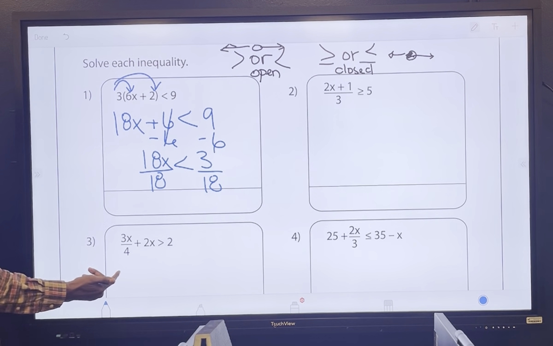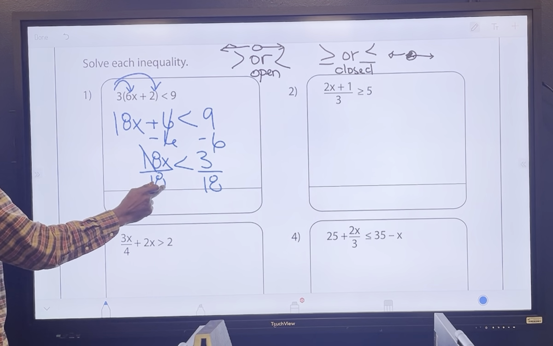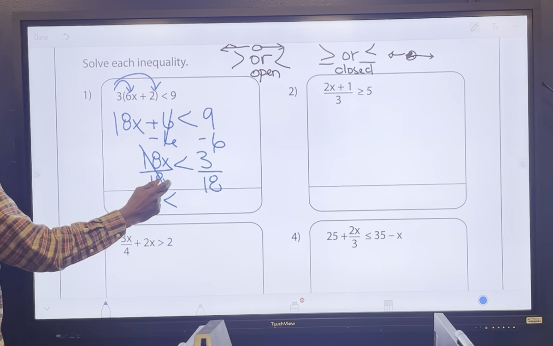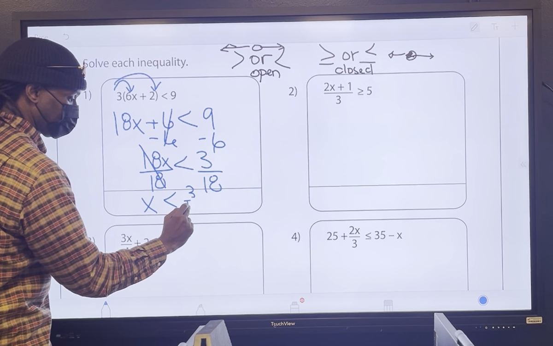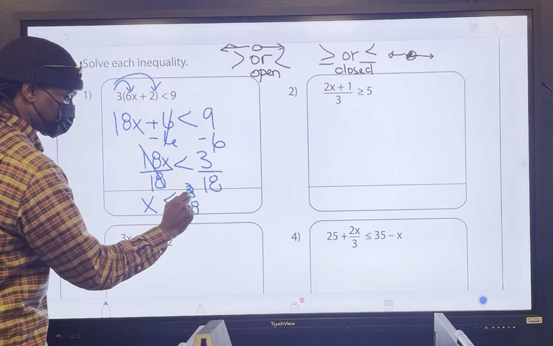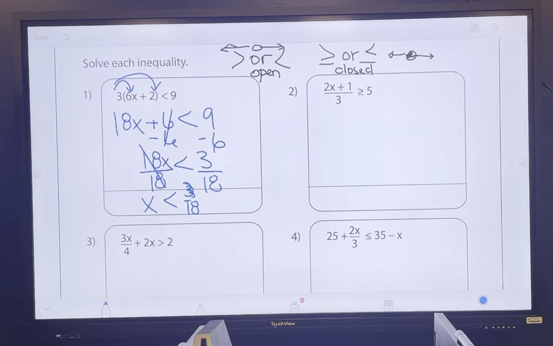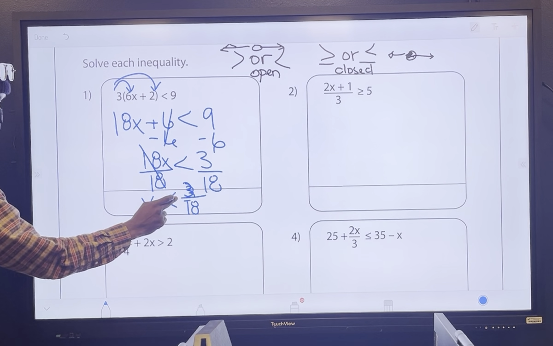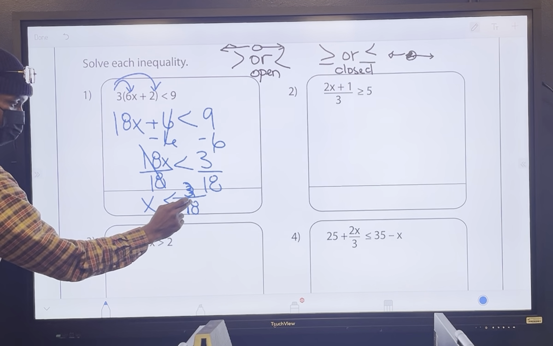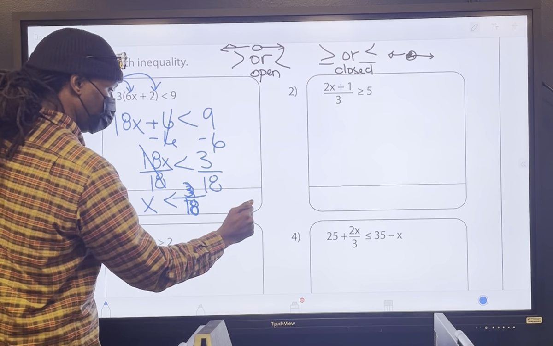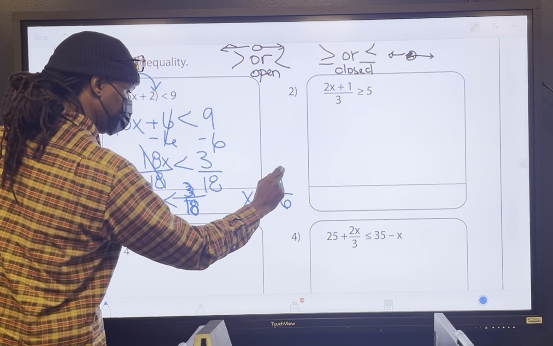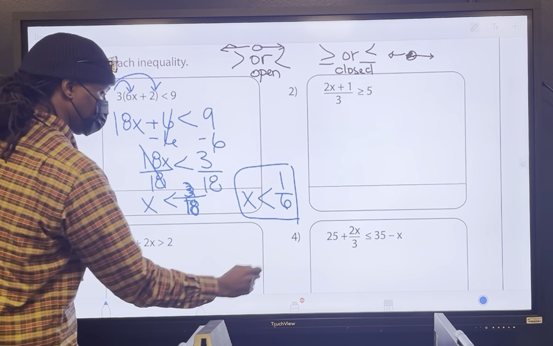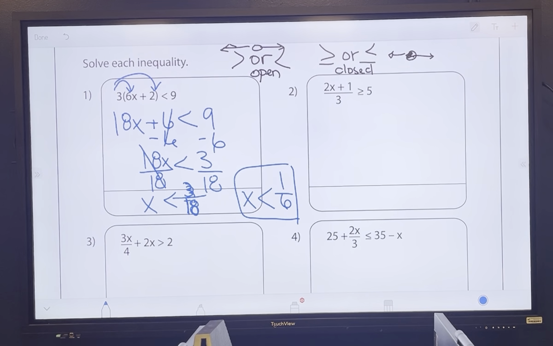So now you see that you're going to be stuck with a little bit of a fraction here. After these cancel, your x is going to be less than or equal to 3 over 18. You can simplify that if you want, to x is less than 1 over 6. And that should be our final answer. Any questions on that? That's what y'all gonna be doing.